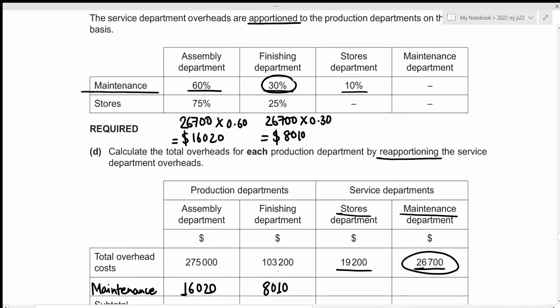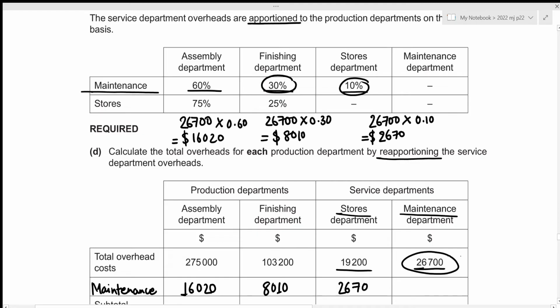Now we repeat the same process for stores department. We can see that 10% of the maintenance department is apportioned towards stores department. So that's going to be the total of 26,700 times 10%, which we can write down as 0.10. So this gives the apportionment of maintenance department towards the stores department to be 26,700 times 0.10, which results in the value of 2,670. Let's write it down in our table.